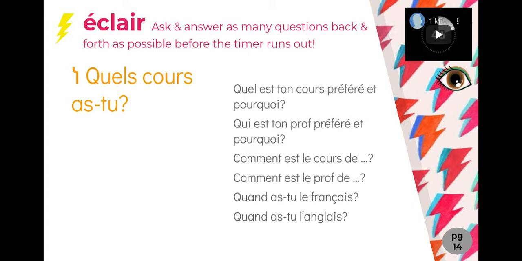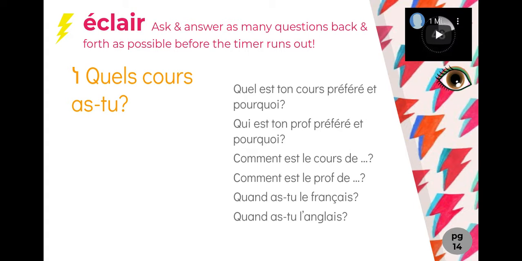Okay, we're going to practice for our speaking, plain et clair. So ask and answer as many questions back and forth as possible before the timer runs out. The required question you both need to start with and ask and answer is quel cours as-tu? So as fast as you can.